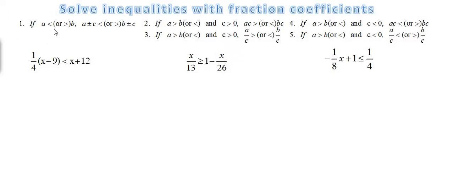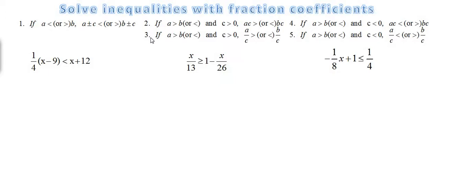Rule number one tells us if we add or subtract a number, then the sign of inequality will be the same. For example, here is less than, here should be less than. If it's greater than, there should be greater than. So for addition and subtraction, we do not change the sign of inequality. Now let's take a look.